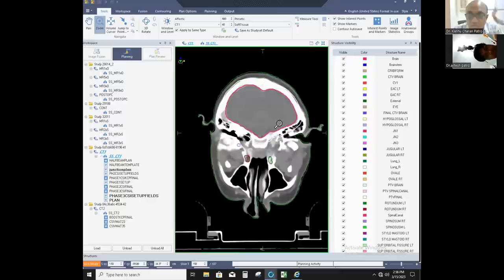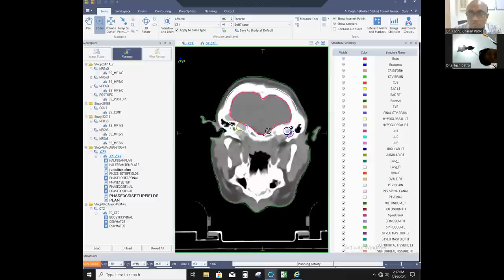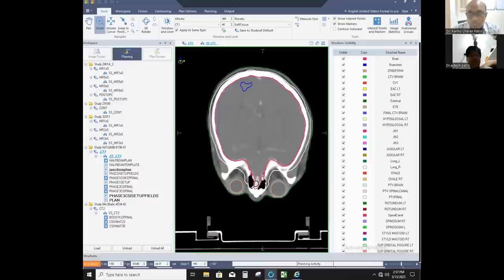Then these are the various spinal canals and foramina, you have to contour. This is the internal acoustic meatus. Then if you come down, this is the jugular foramen, this is the hypoglossal canal, everything you have to contour properly. Then you have to contour this ethmoidal plate.